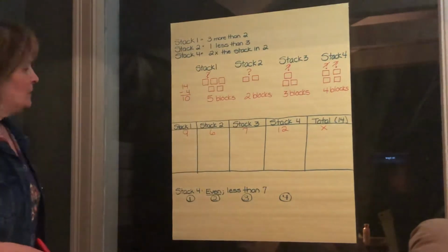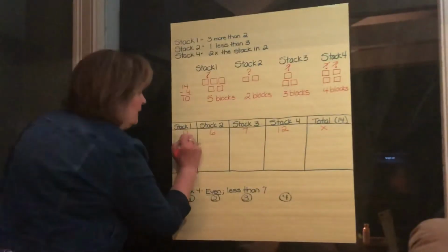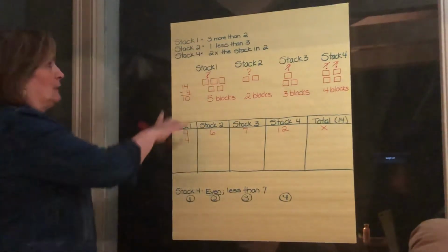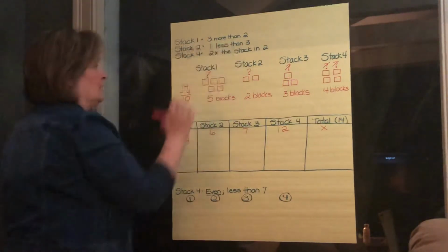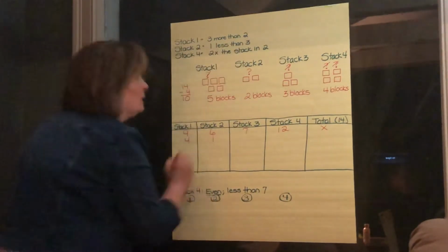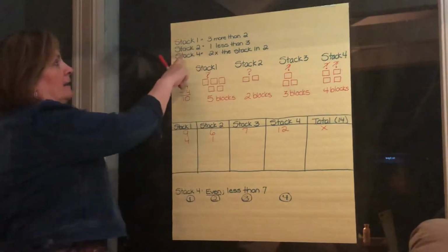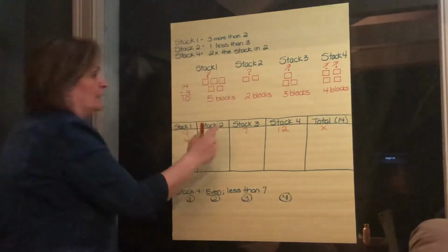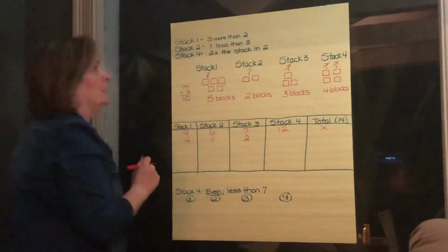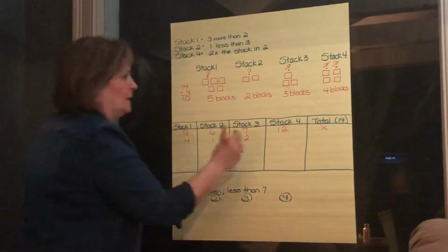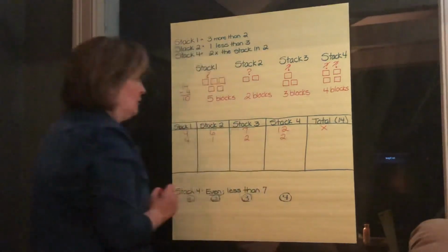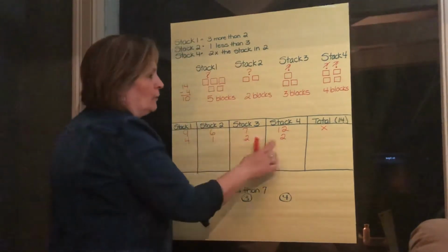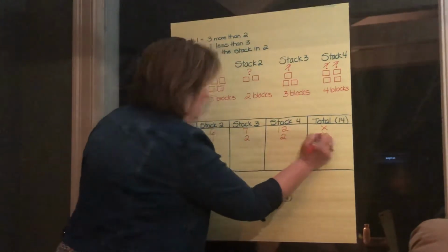So then they stepped it down, and they said, okay, what if stack 1 had 4, and then we go up here, and that's 3 more than stack 2. So then stack 2 would be 1. And stack 2 was 1 less than stack 3, so that would make this 2. And then it was double this, so that would be 2. And so if we counted that up, 4, 5, and 4 more is 9, so that's not correct.